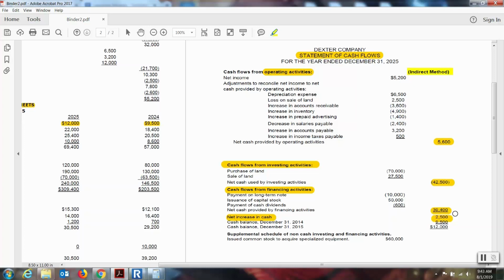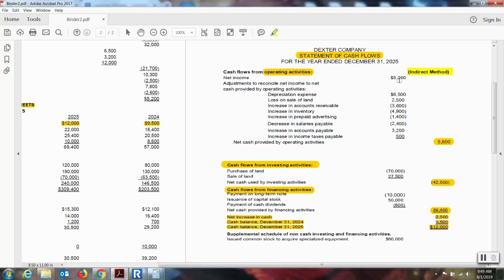Make sure you watch for that video, how to calculate and prepare the operating activities section of the statement of cash flows using the direct method. And then don't forget to finish off your statement, good clean form. Add the cash balance at the end of 2024 to the change in cash, which was the positive 2,500, and you get a total of 12,000, and that's what the cash balance is now, 2025, at the end of the year. Just add those together.